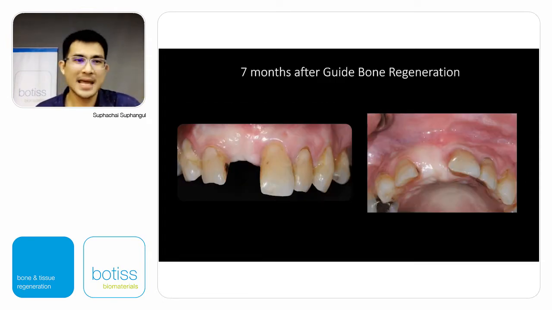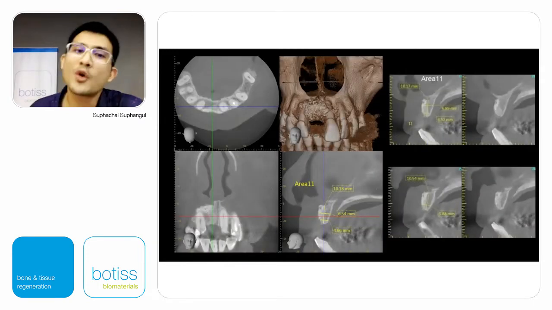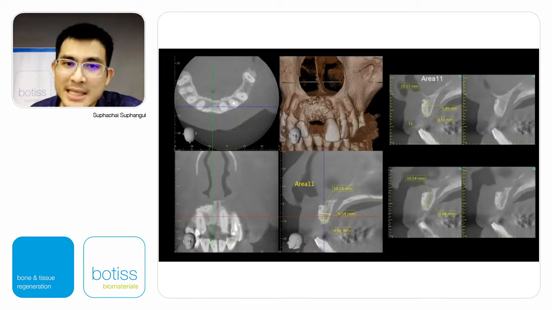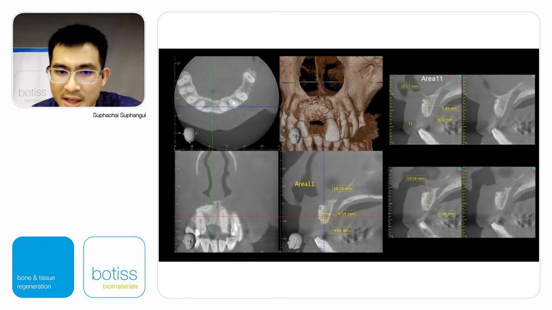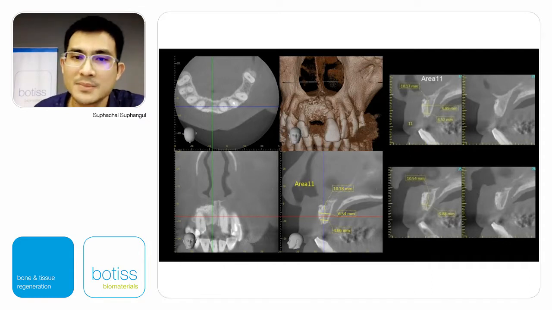Same as the other case, I wait 6 to 8 months. In this case, 7 months. It looks very good, there's no dehiscence. The patient wears the flipper. I run the cone beam CT again. You can see from the 3D picture that the bone graft covers the defect. When we measure, there is about 5 to 6 millimeters, which is enough for implant placement.